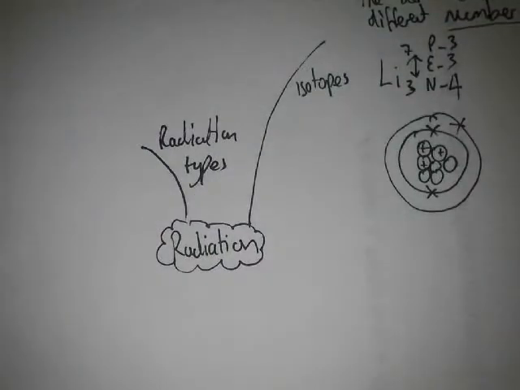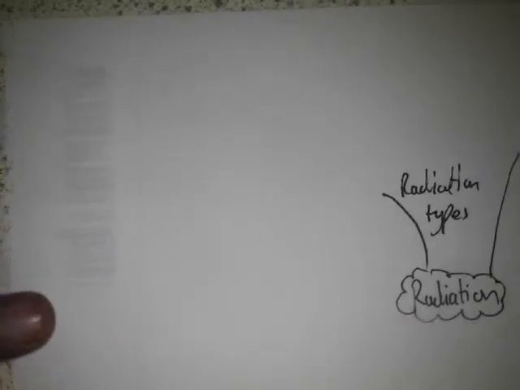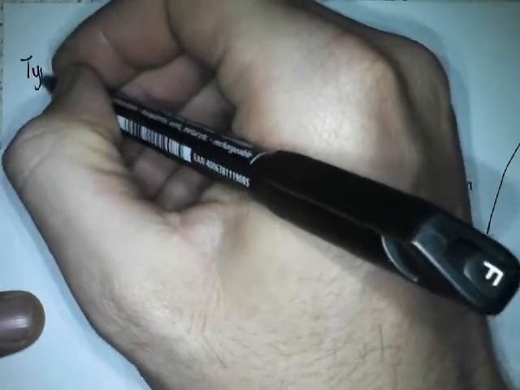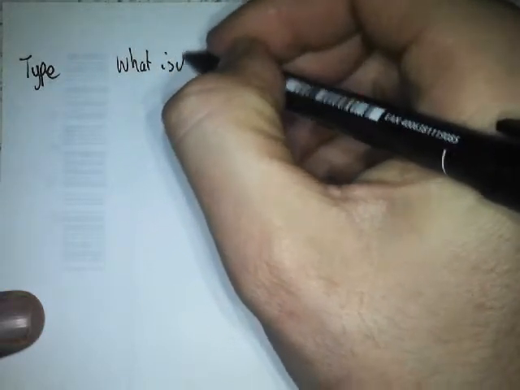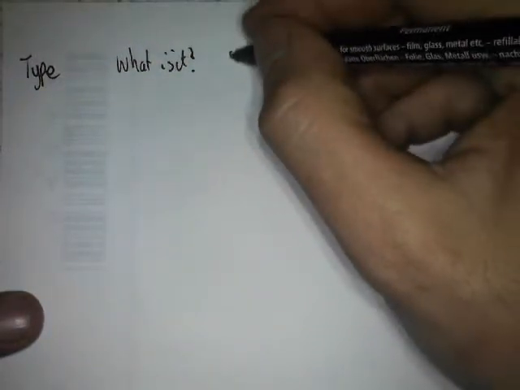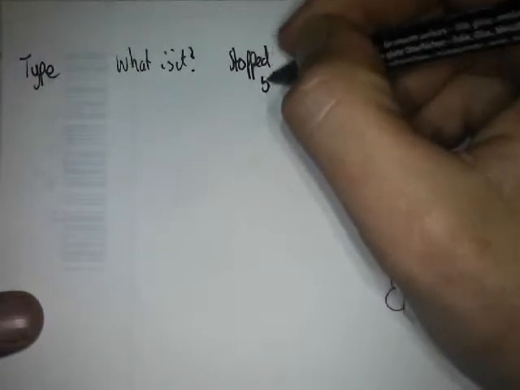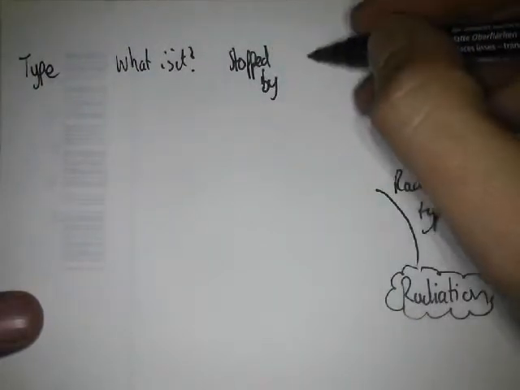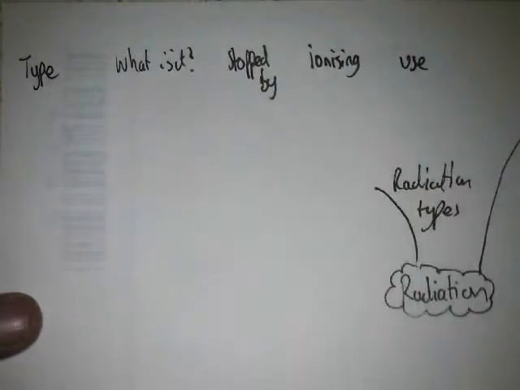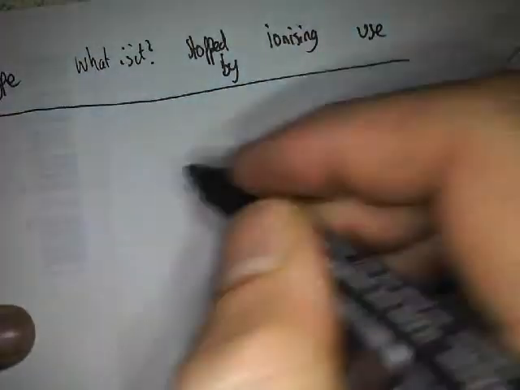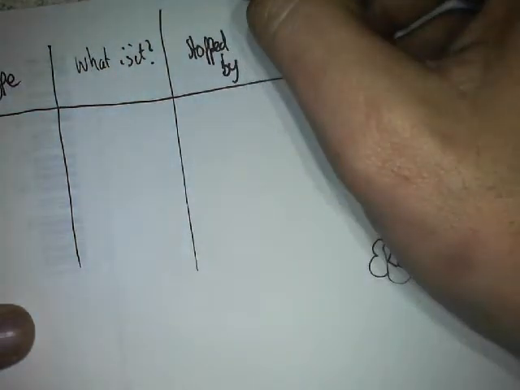Radiation types. This is going to be in the form of a table. You know I love my tables where possible, and this is no different. So, we're going to have radiation types down here, so we have type, and we're going to have what is it? That's a question, of course. Stopped by. Ionizing ability, so ionizing, and then use. So this is our table. I haven't got a ruler handy, so I'm just going to do it roughly. Apologies.